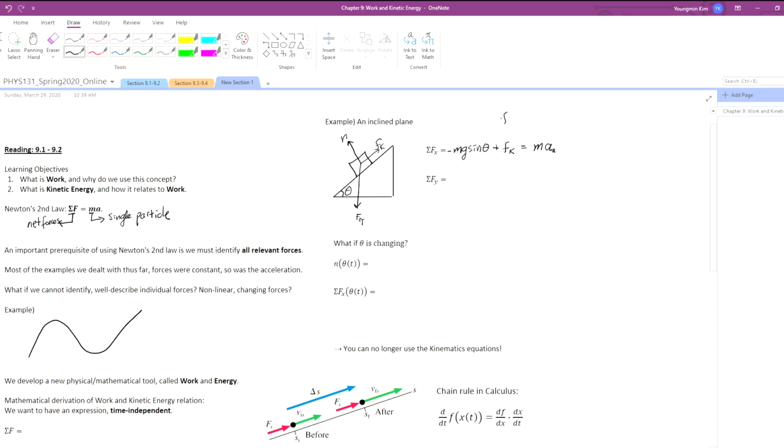The force of friction. Any force of friction could be written as the coefficient of friction times the normal force. So this you can substitute in here, and then it's left for us to find out what the normal force is, and then we can solve this equation, everything within this equation.